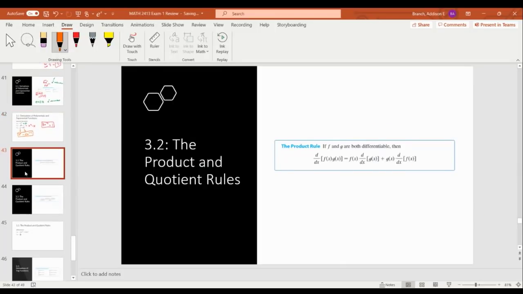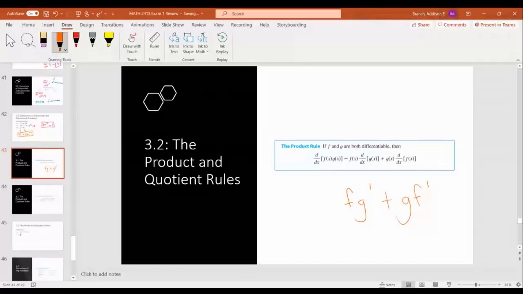All right, section 3.2, we covered product and quotient rules. Essentially, if you have 2 functions multiplied, as long as they're both differentiable, then your rule will be your first times the derivative of the second. If we rewrite this in prime format, it'll be your first times derivative of your second plus your second times the derivative of your first. For this one, it doesn't matter which one you assign to be your f and which one you assign to be your g. You should be getting the same answer either way.